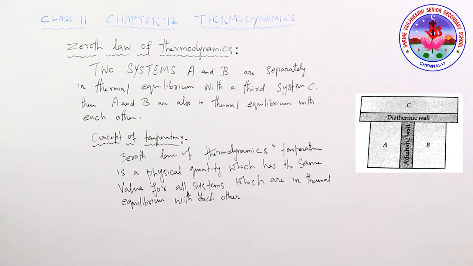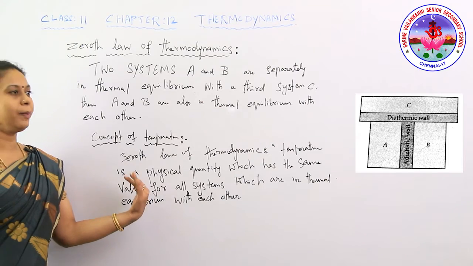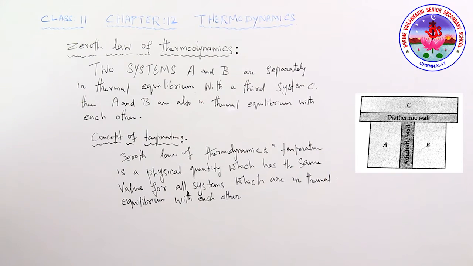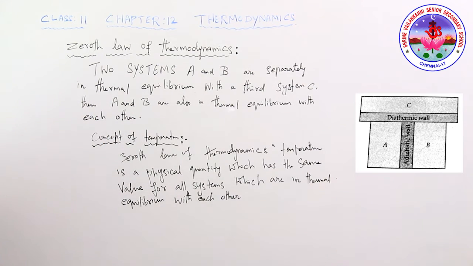The two systems A and B are separated by an adiabatic wall. An adiabatic wall means heat does not flow from one system to another; it is not a conducting wall, right? They are separated from the system C by a diathermic wall. A diathermic wall means heat can flow through it from C.